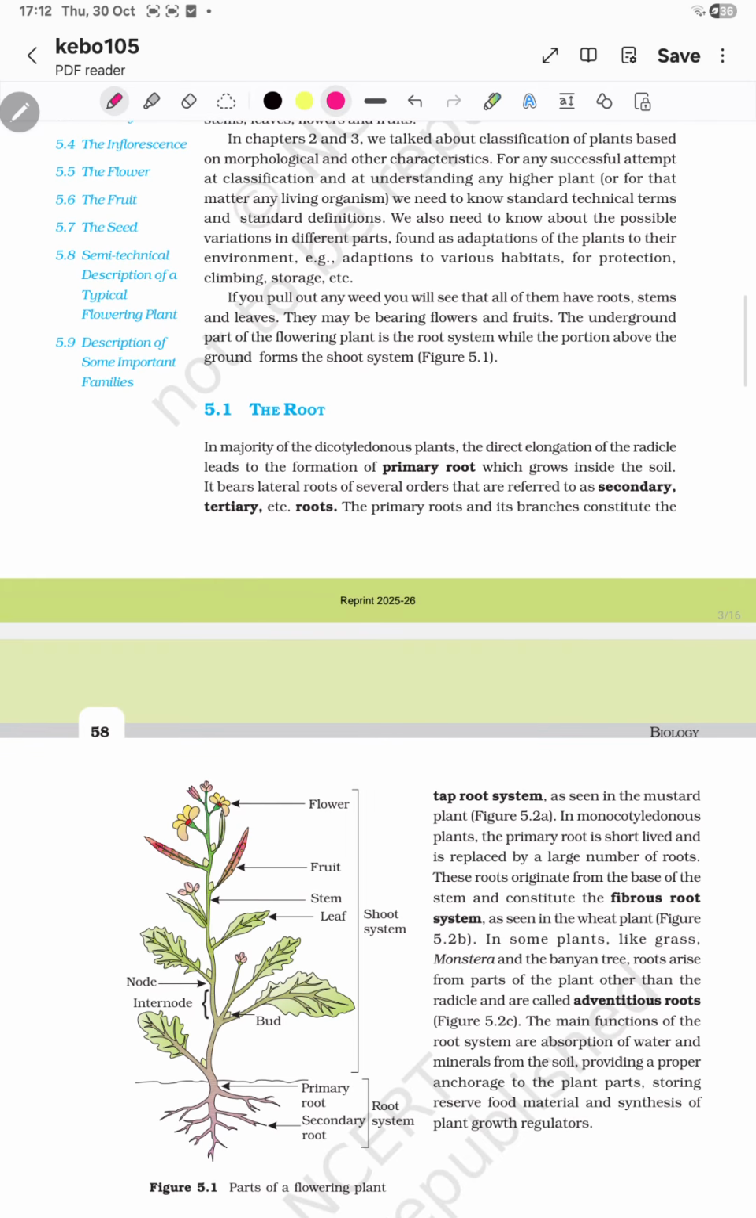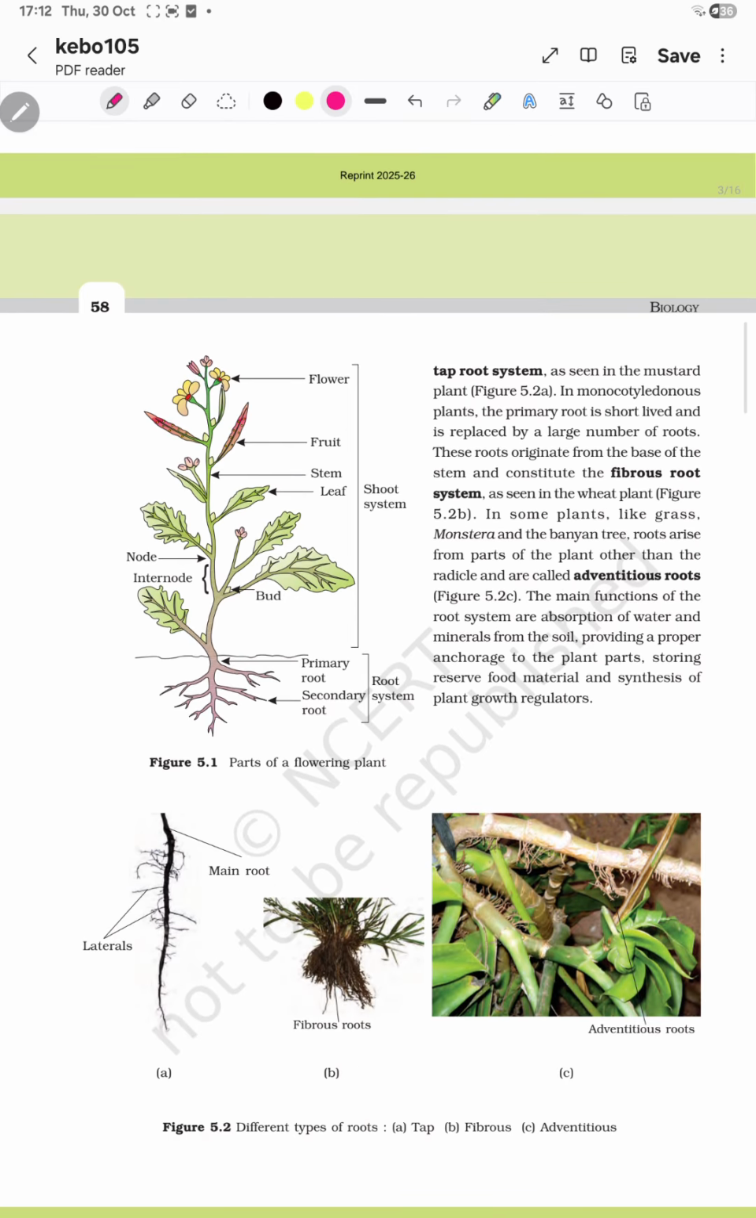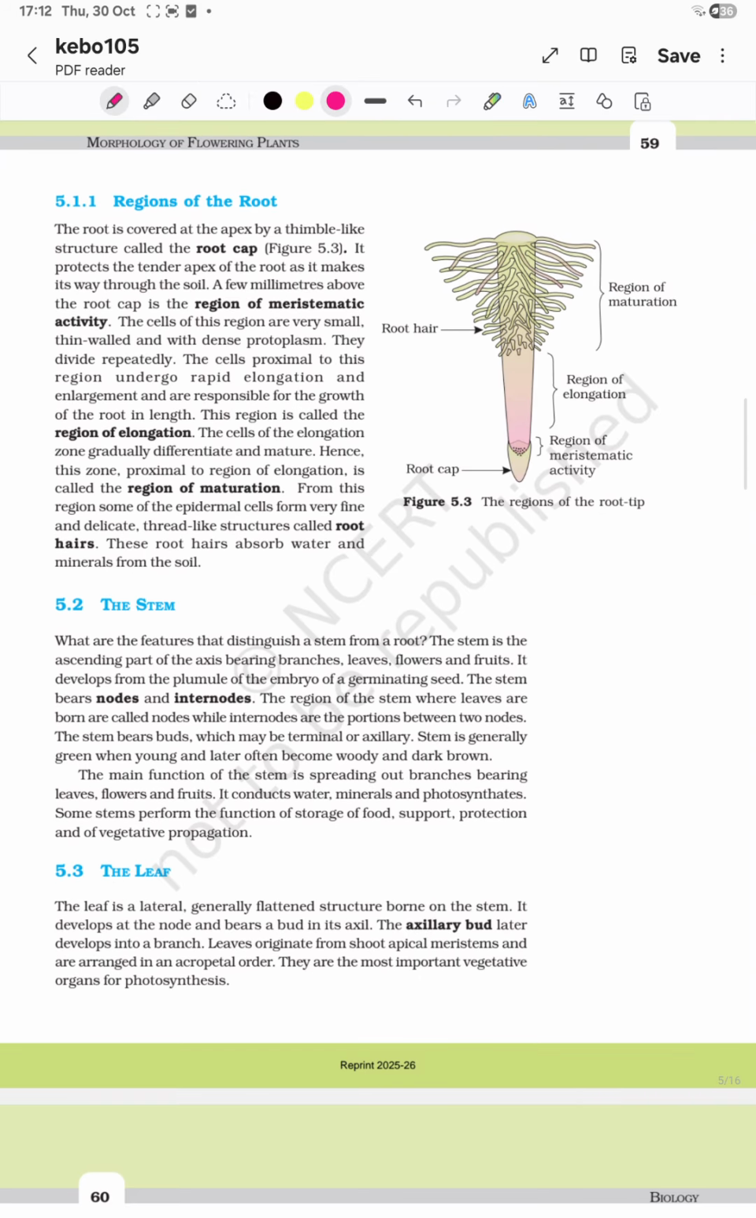So first of all, here you have something called the root. Roots are divided into primary, secondary and tertiary. Now you have the taproot system, which is seen in the mustard plant, which is a dicotyledonous plant. You have the fibrous root system, which is seen in the wheat plant, which is a monocotyledonous plant. And there are adventitious roots, which are seen in grass, Monstera and banyan tree. There is a further explanation of this which you must go through clearly.